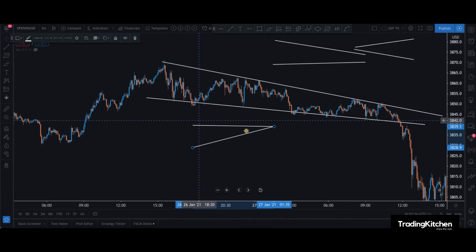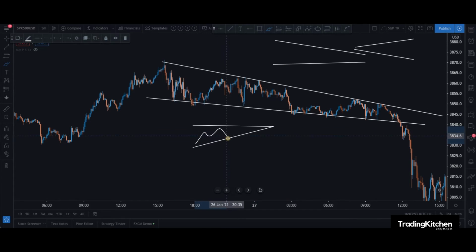But what does this shape mean? It means that there are so many sellers that the strength of the sellers is much bigger than the buyers. And so here the price makes this movement. So there is continuous pressure from the sellers until price breaks and goes up.